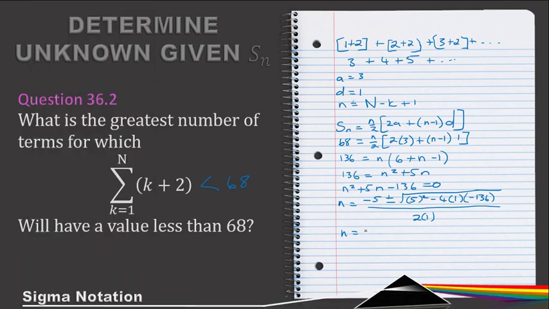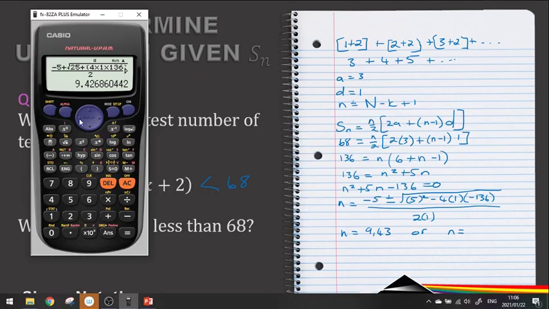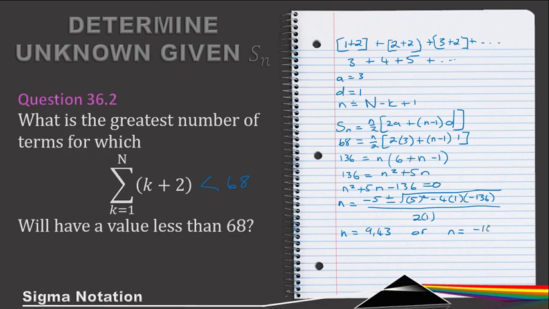Okay, so this is then 9,43, or n is equal to negative 14,43. Okay, so we know we do not have a negative term number, and therefore we've got n equals 9,43.